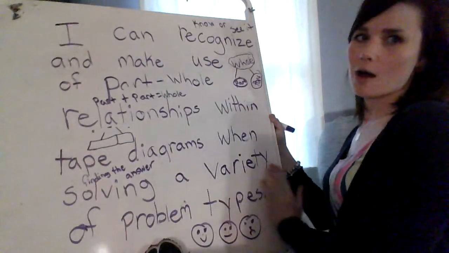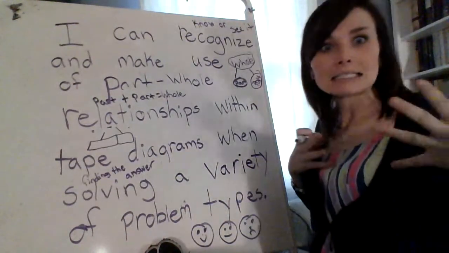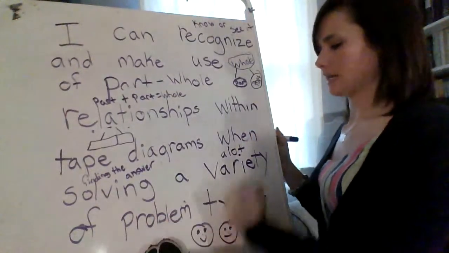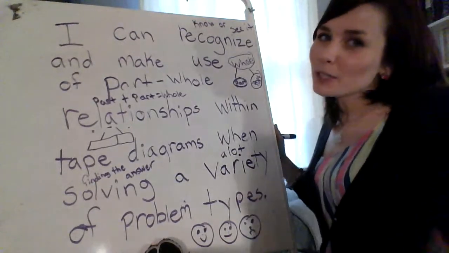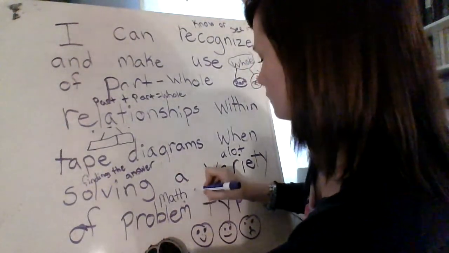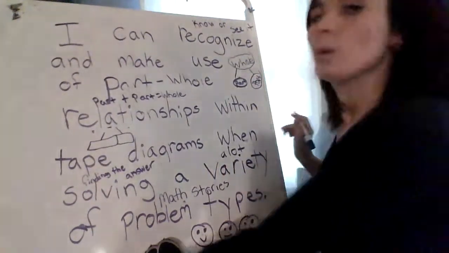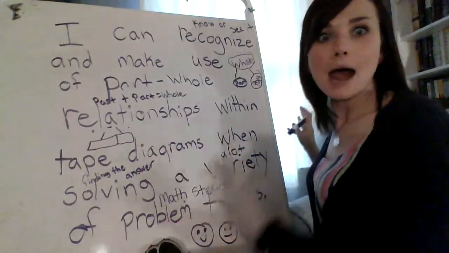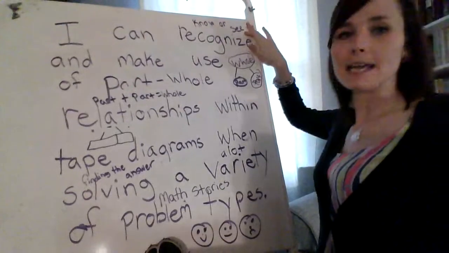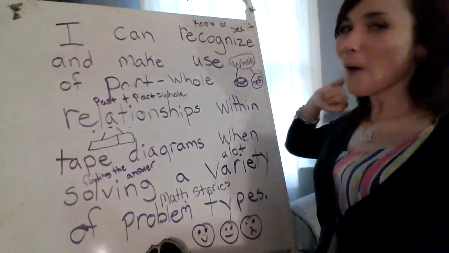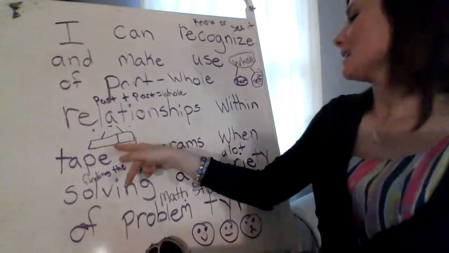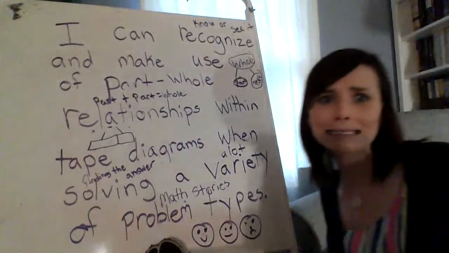A variety of problem types. So if we have a variety, we're going to have lots of different ones. So I'm going to have a lot of problem types. These types of problems we're going to be doing are math stories. This is one jam-packed I can statement. Okay, let's read it back together. I can know or see it and use the part, whole relationship. So part plus part equals whole within tape diagrams when we're finding the answer to a lot of math stories.